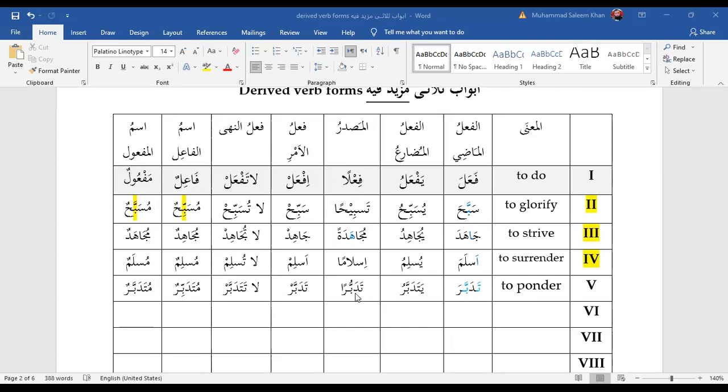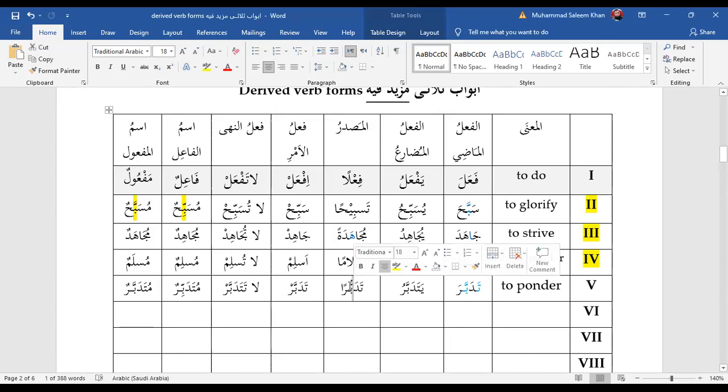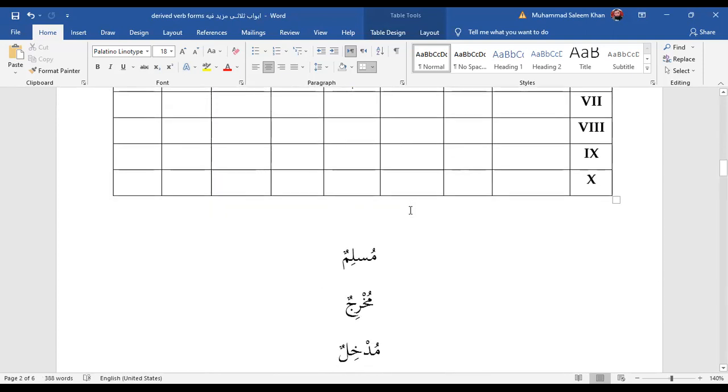Tadabbara, yatadabbaru, tadabburan. And also we can see here that in the masdar we have dhamma over there. And then tadabbur, la tatadabbur. And then we have ismul fa'il mutadabbir, and ismul maf'ul will be mutadabbar. Okay, so inshallah, I hope that you are trying to learn them.